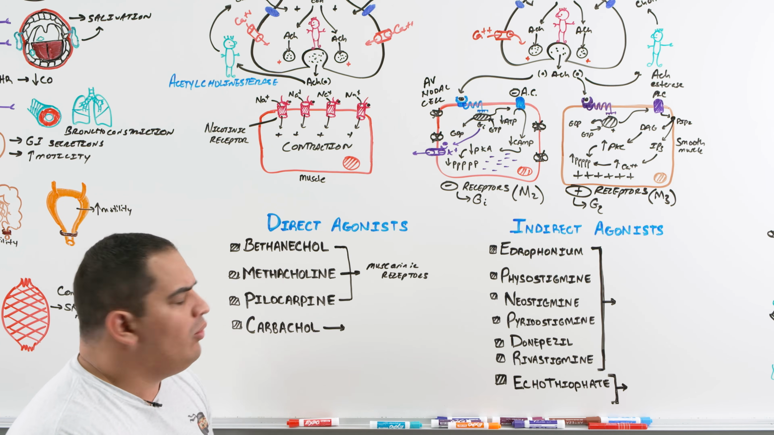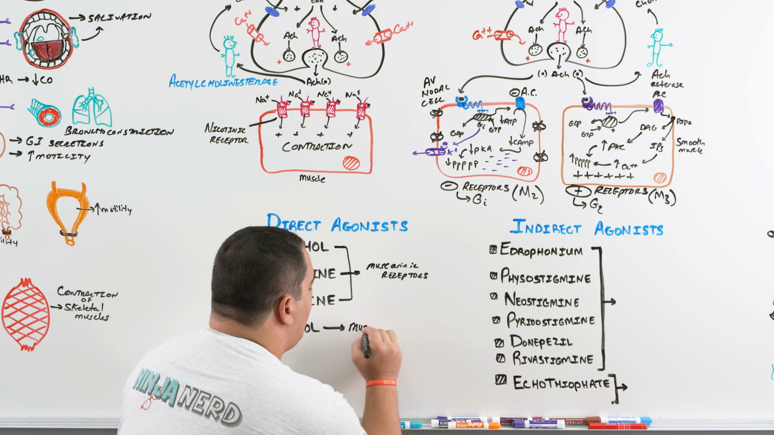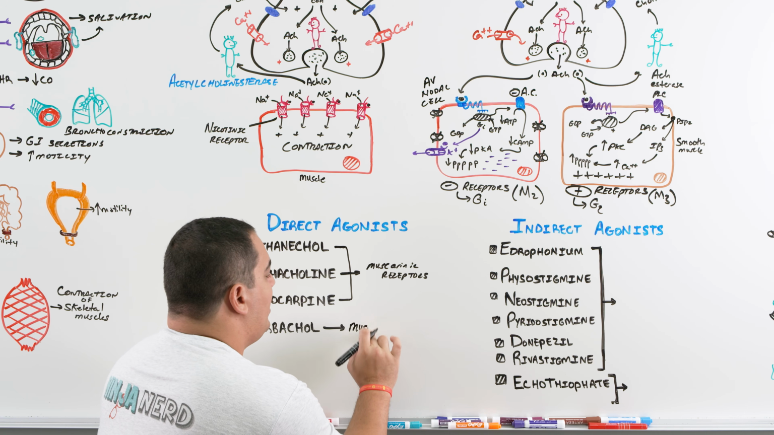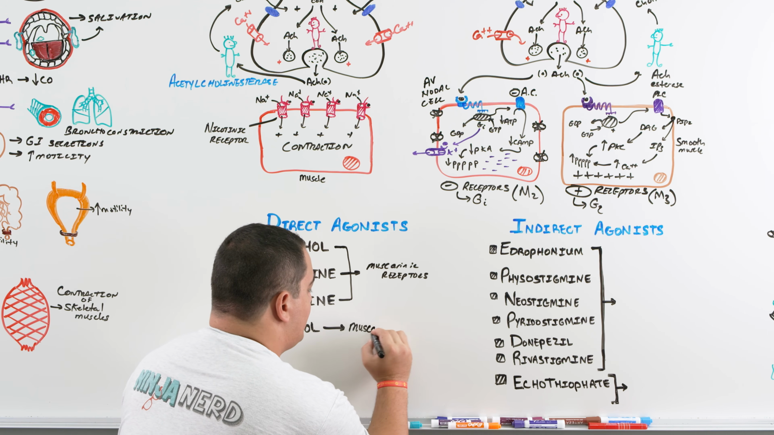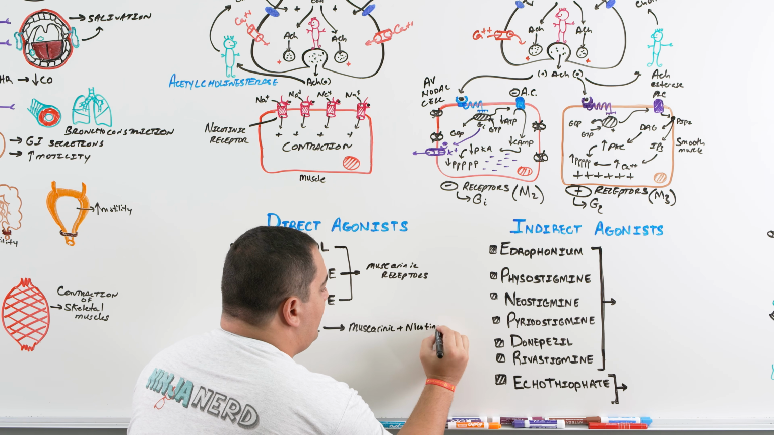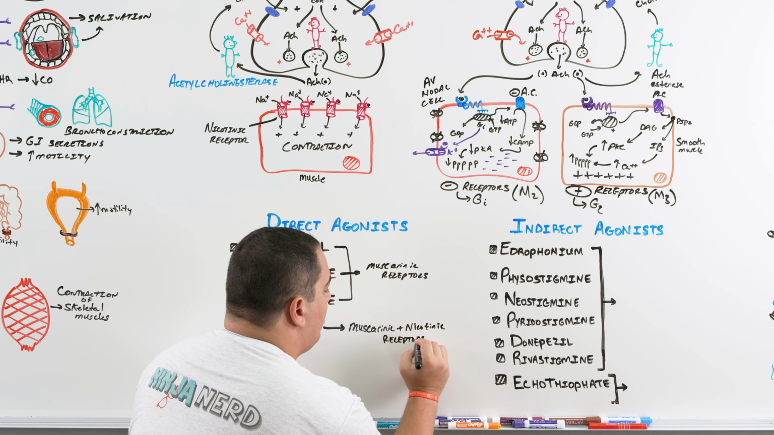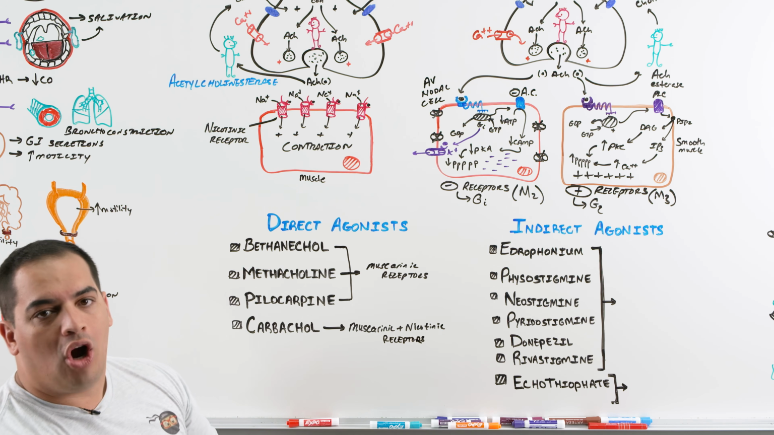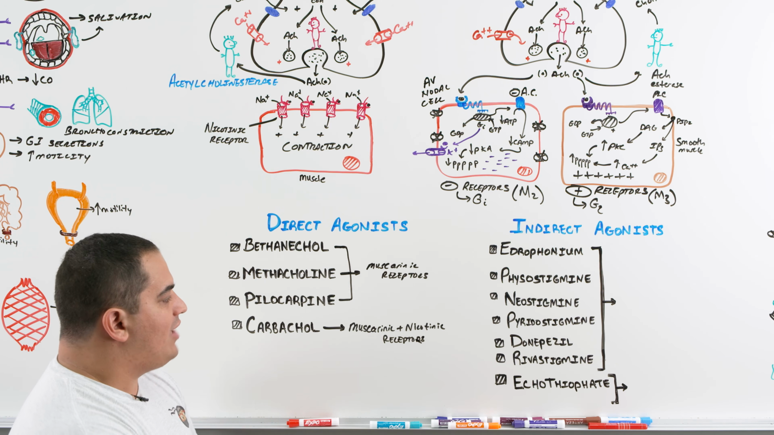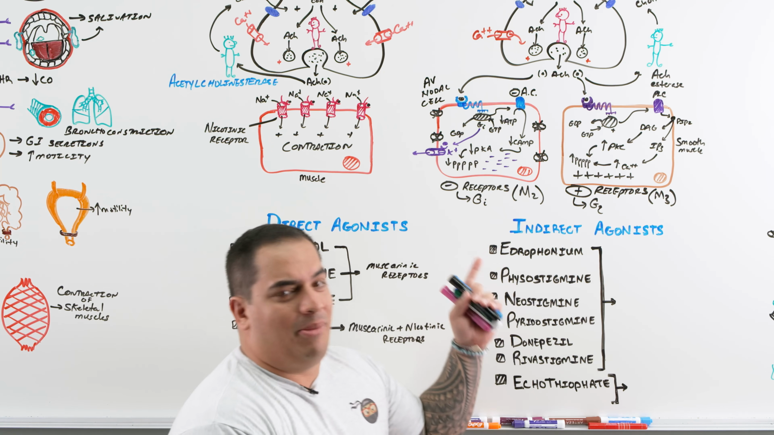And carbachol, what about this bad boy? This one can actually work on both. This is the only one that acts on the muscarinic and nicotinic receptors. So it's actually relatively easy to remember your direct agonists, right? And which ones work on the muscarinic? Pretty much all of them except carbachol, which acts on our nicotinic receptors and muscarinic receptors, which is actually nice because we never really use carbachol anymore anyway. But we gotta learn about it.